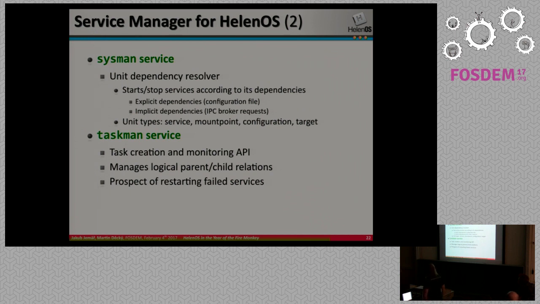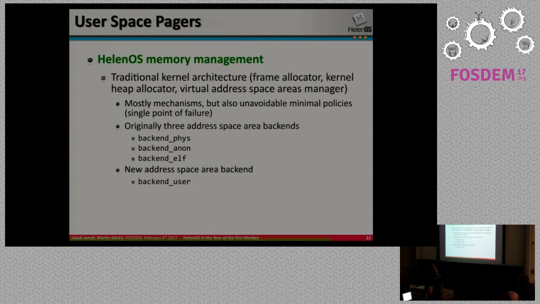And the final implementation piece that has been done is the user space pagers. This is one thing in which the HelenOS architecture differs from, I would say, most of the L4 family operating systems, which really focus on removing all memory management from the kernel except the privileged parts like accessing the page tables and managing the TLB.